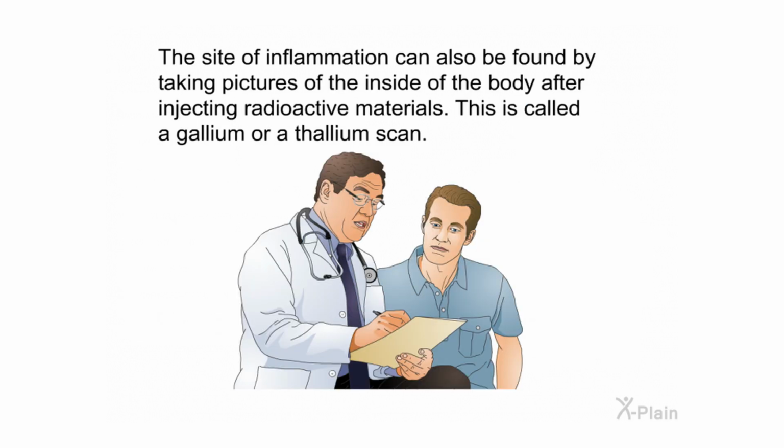The type of cells in the sample can tell the healthcare provider if there are inflammatory cells and/or granulomas. The site of inflammation can also be found by taking pictures of the inside of the body after injecting radioactive materials. This is called a gallium or a thallium scan.